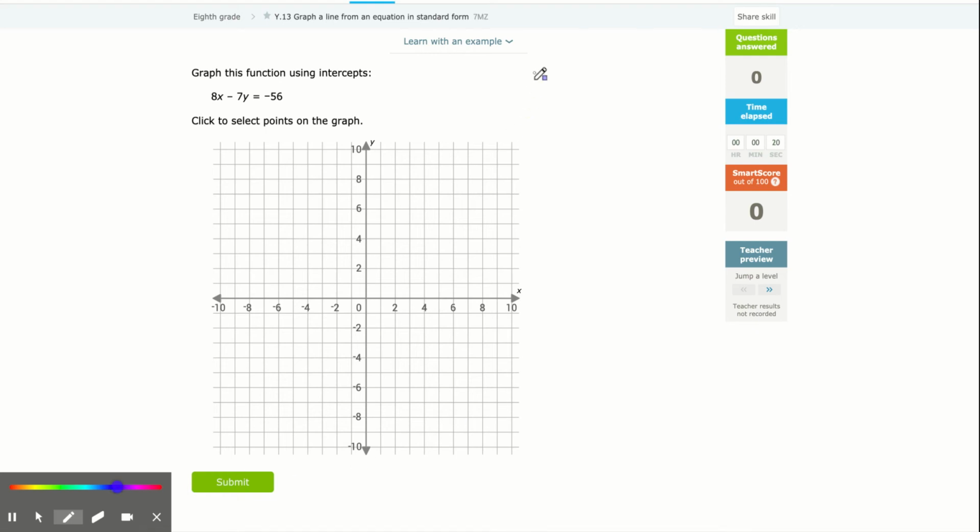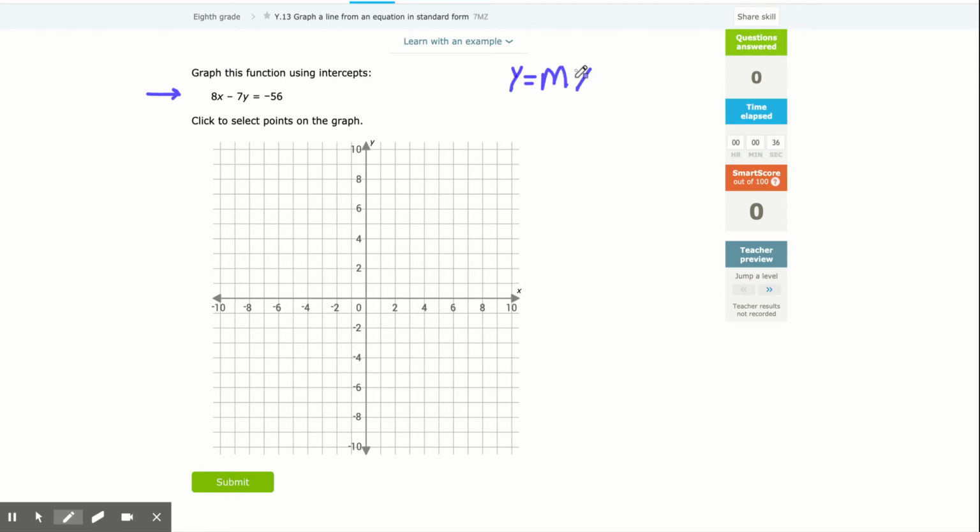Welcome. Today's lesson is just a continuation from our last lesson where we actually took an equation in standard form, which is like this, and we converted it to slope-intercept form. And then this lesson, we're just going to go one step further and graph the equation.